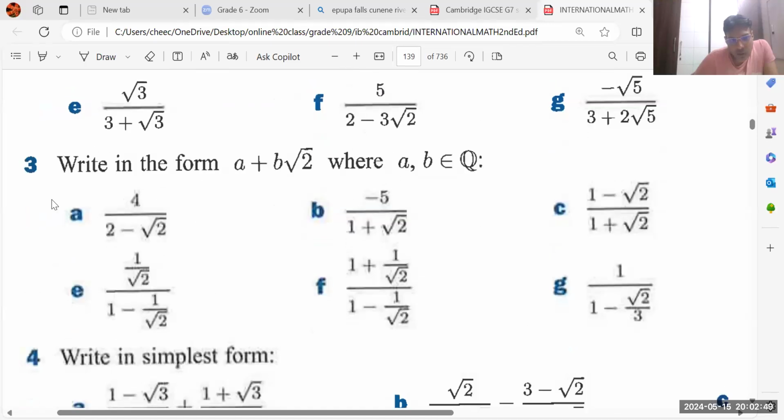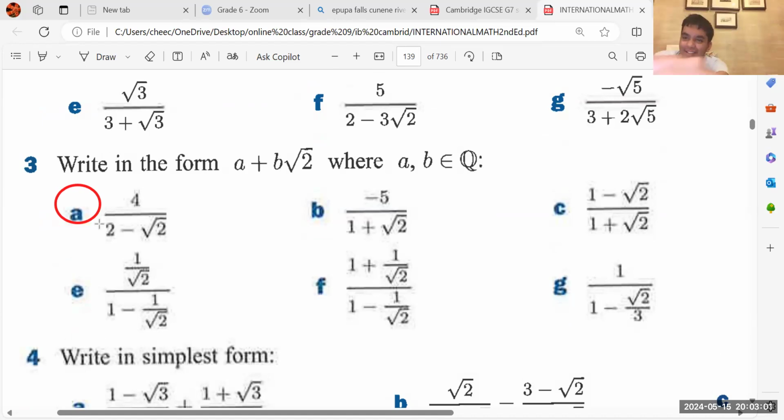Which question you want to do? Chalo, do an easy question, A part. Don't mess it up. Sir, what is this Q and E? Sir, what A and B is. You will better understand when you will get the answer, na. You have to write in the form of integer plus some number times root 2.